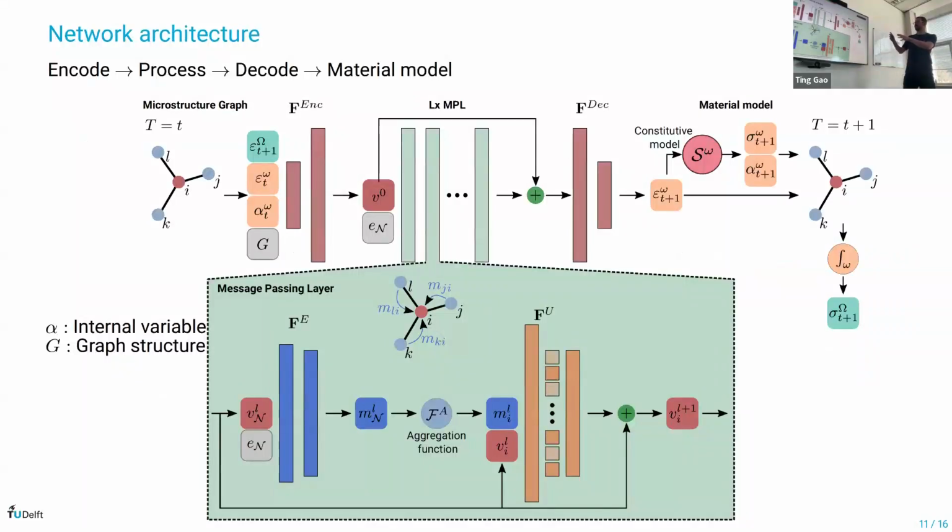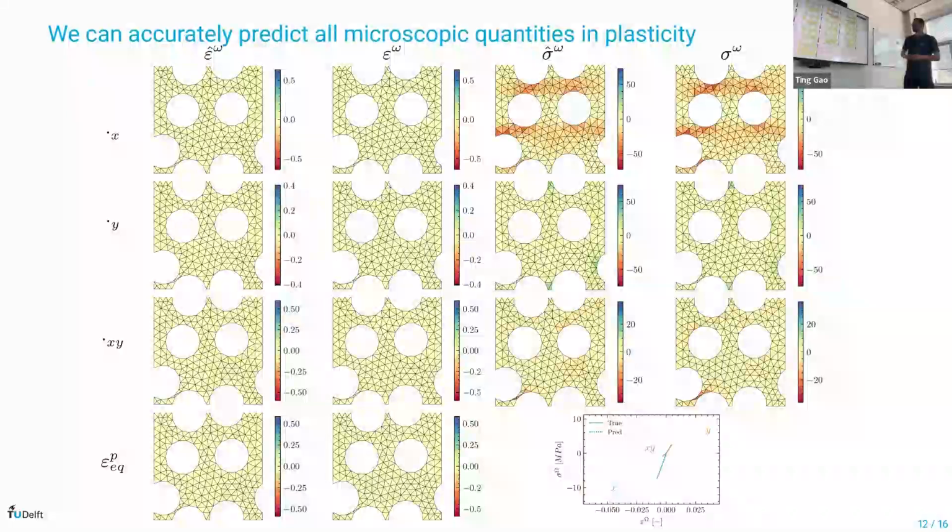The architecture looks like a big mess, but it follows a sort of standard encoder-process-decoder, like the mesh graph nets architecture. And what we added is this material model, right? That is the main part that we added to this. The rest is mostly trial and error, I would say, and a lot of parameters. So with this, I hope this works.